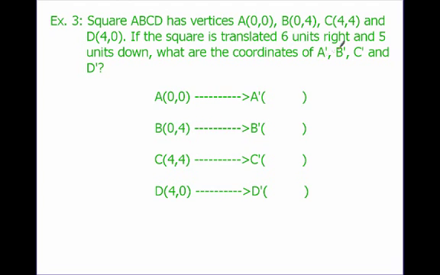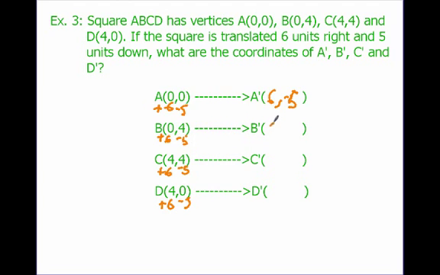We're moving 6 units right, which means I'm going to take my X value on each one of these and add 6. And I'm going 5 units down, which means I'm going to take my Y value and subtract 5. So now if I go through these, 0 plus 6 is 6. 0 minus 5 is negative 5. That's 6, negative 5. Hopefully you can read that.